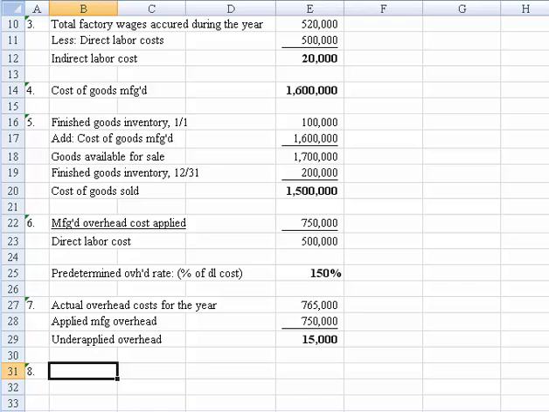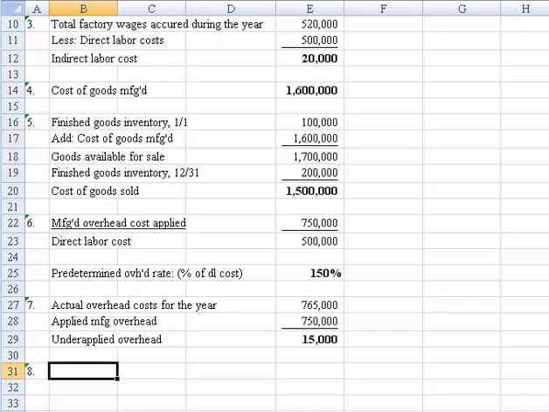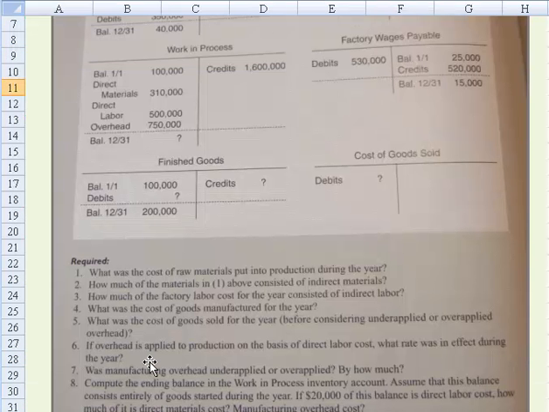Number 8 asks us, compute the ending balance in the work in process inventory account. Assume that this balance consists entirely of goods started during the year. If 20,000 of this balance is direct labor cost, how much of it is direct material cost and manufacturing overhead cost? Okay, so the ending balance is how much?